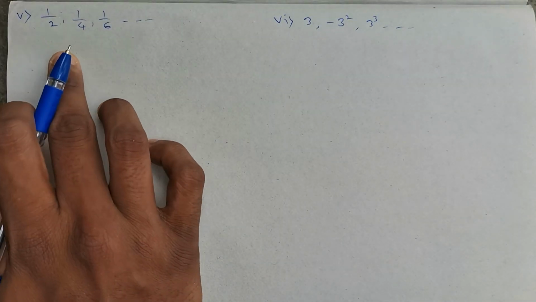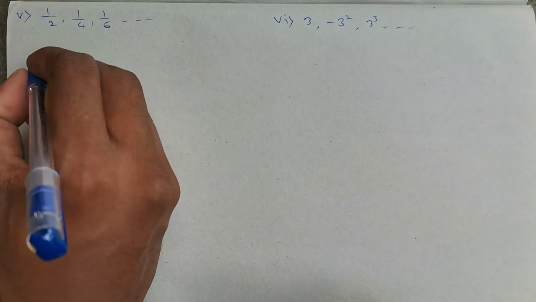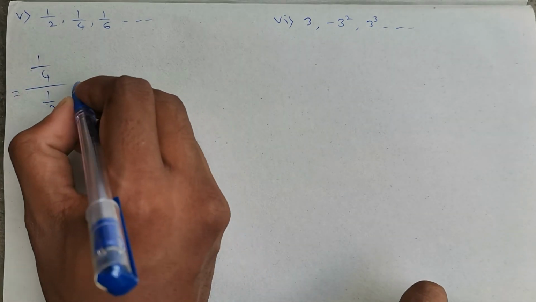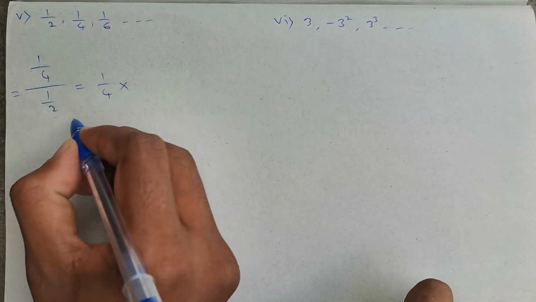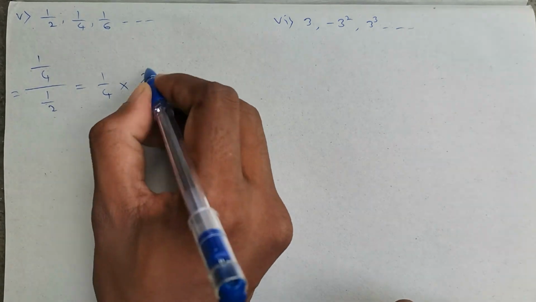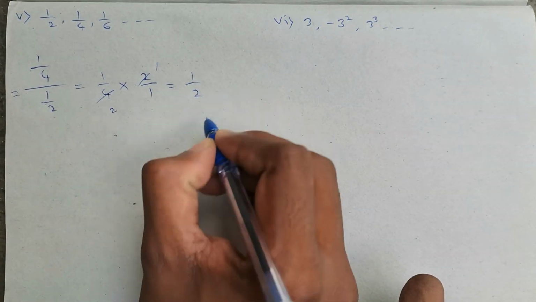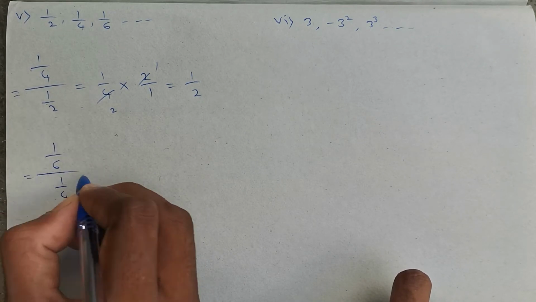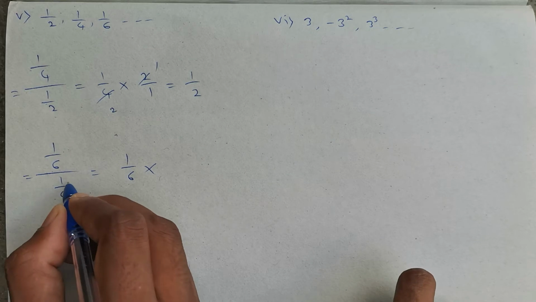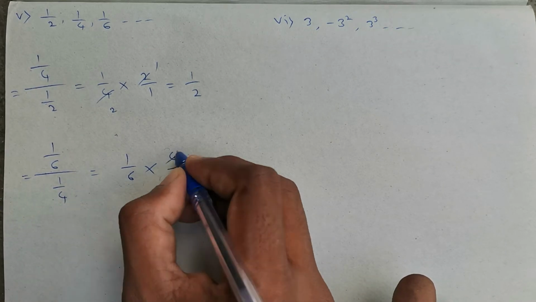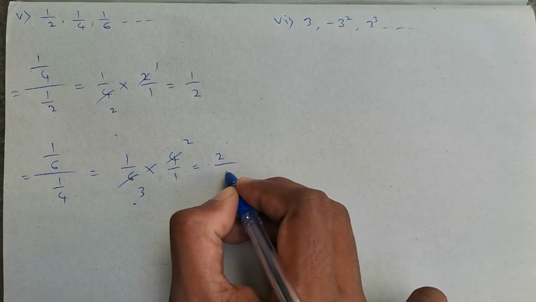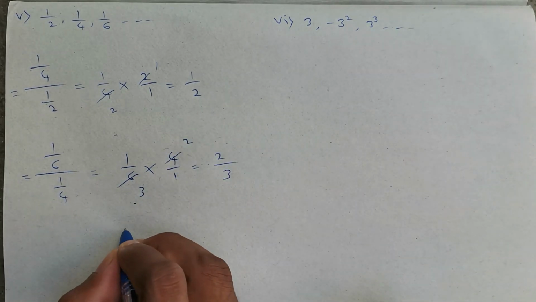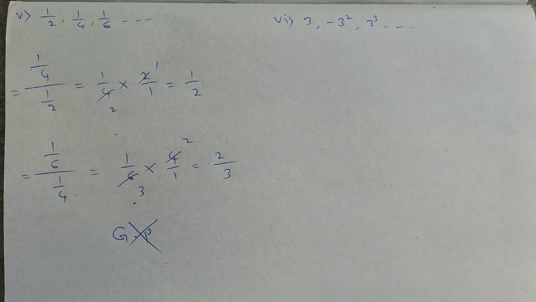The next question: 1 by 2, 1 by 4, 1 by 6 and so on. Second term 1 by 4 divided by first term 1 by 2. Here the numerator as it is, 1 by 4, into the reciprocal of the denominator: 2 ones are 2, 2 twos are 4, which equals 1 by 2. Next, third term 1 by 6 divided by second term 1 by 4. 1 by 6 into the reciprocal of 1 by 4, 4 by 1: 2 twos are 4, 2 threes are 6, which is 2 divided by 3. Here the ratios are different, so this is not GP. Then we need not find the next 3 terms.